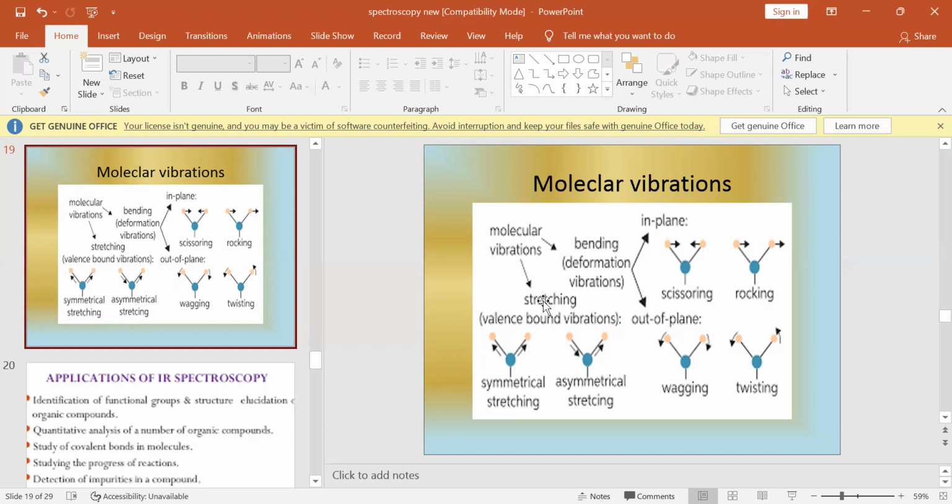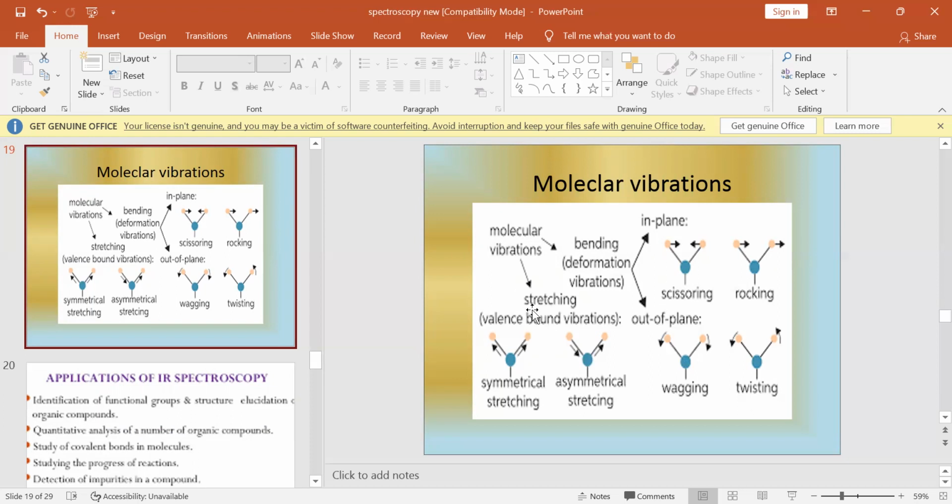Stretching vibrations are again divided into two types: symmetrical stretching and asymmetrical stretching. Whereas bending vibrations are divided into two types: in-plane bending and out-of-plane bending. In-plane bending has two types: scissoring and rocking, whereas out-of-plane bending has wagging and twisting. So first we will discuss the stretching vibrations.